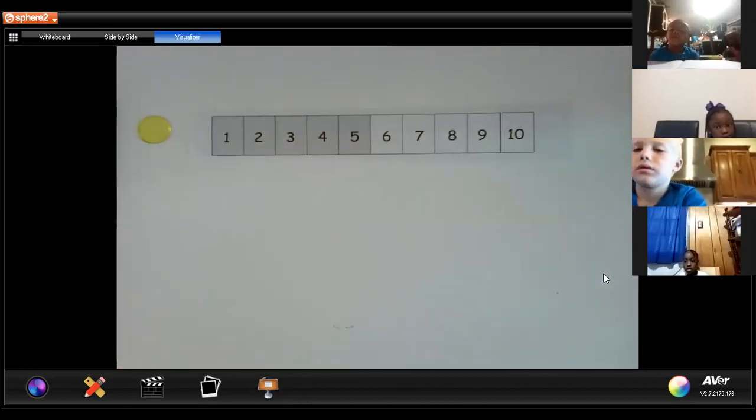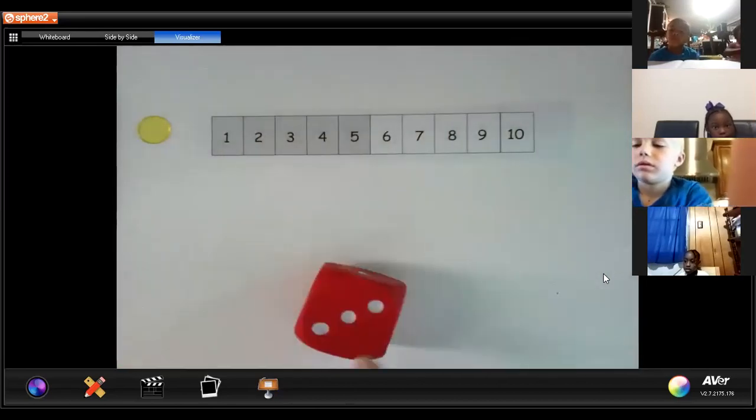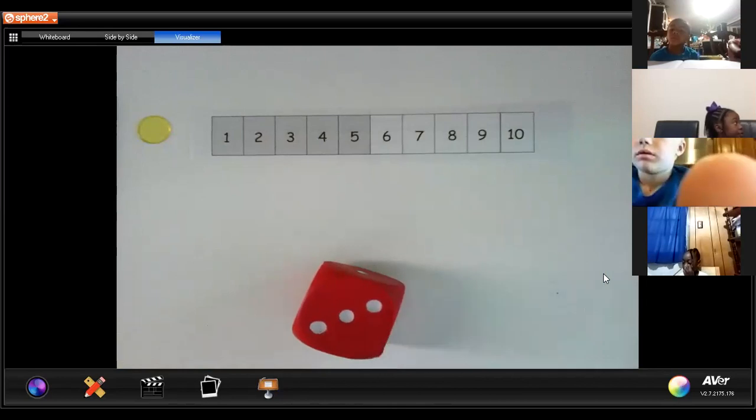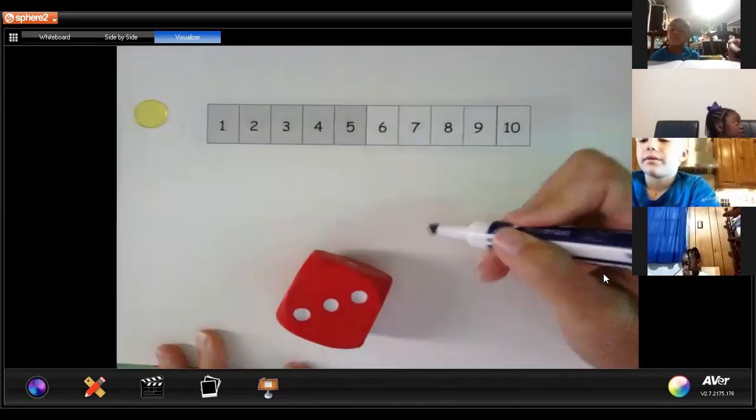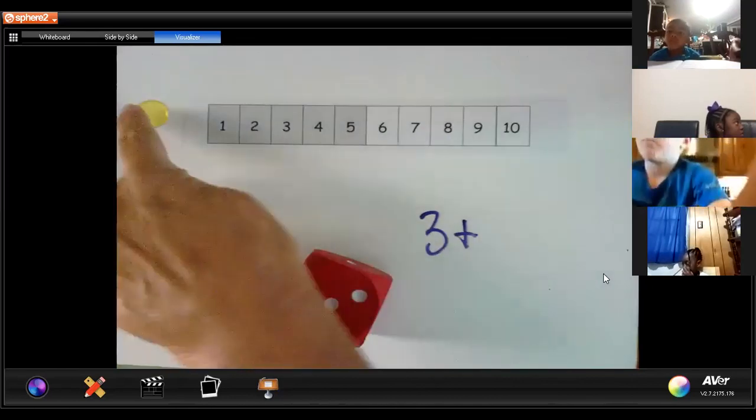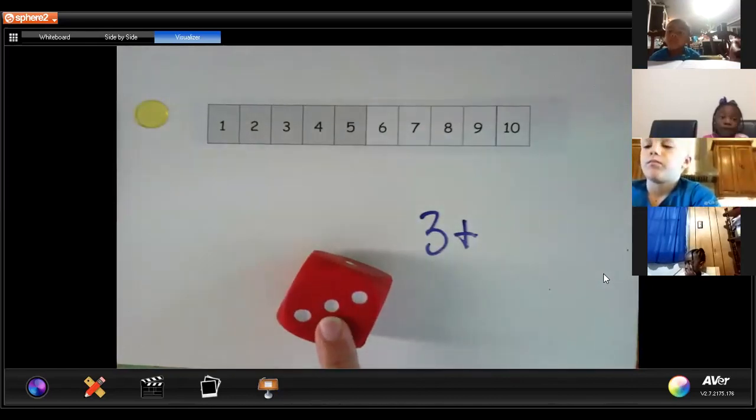Now I'm going to do 1 dice at a time. Watch me. What number do you see? Get ready. 3. So I'm going to hop. How many times? 3.